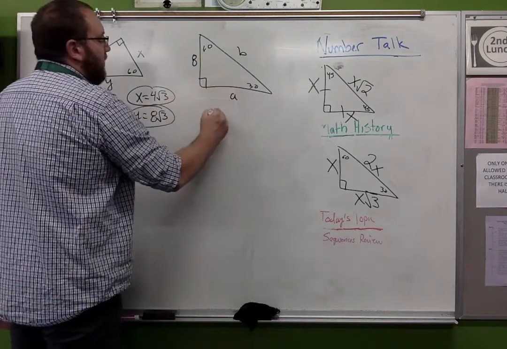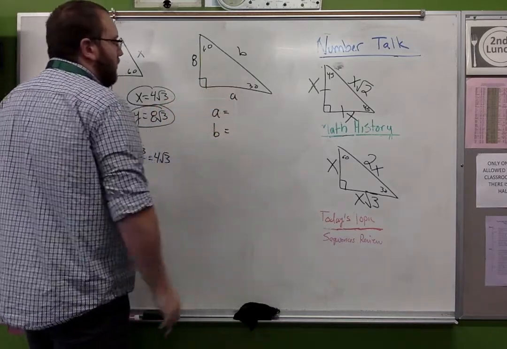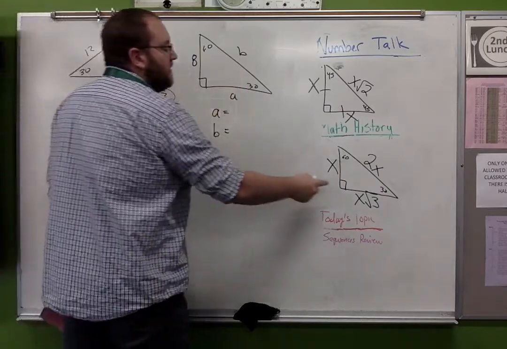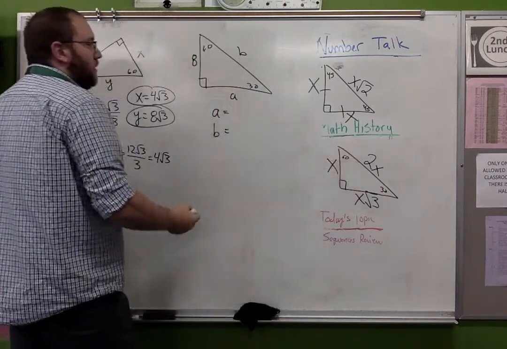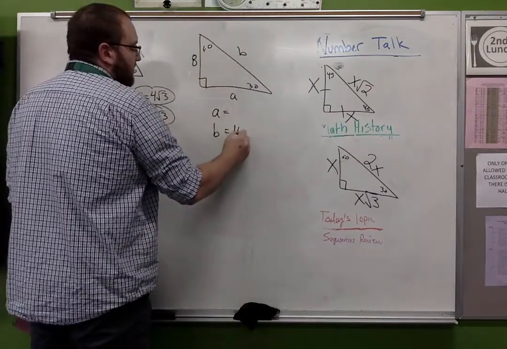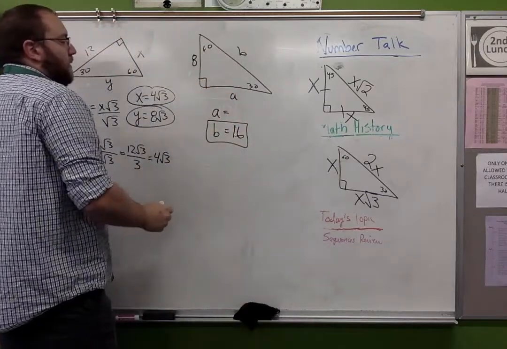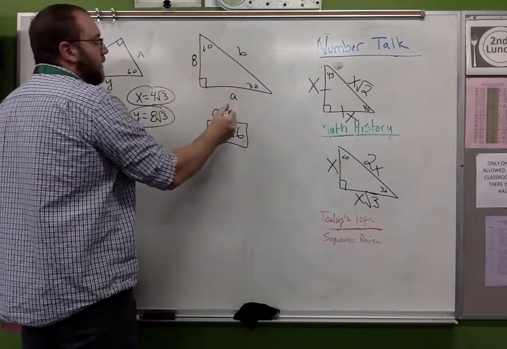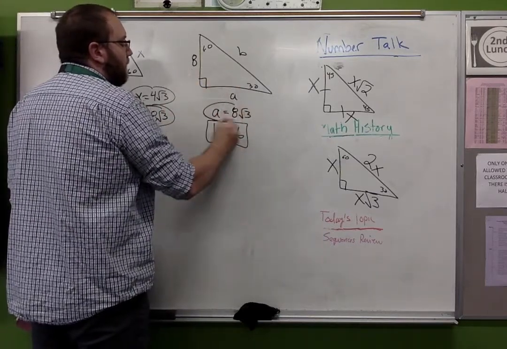Over here, A and B. So the side across from 30 is 8. The hypotenuse is the side across from 30 times 2. So 8 times 2, 16 is B. And then the side across from 60 is the side across from 30 times square root of 3. So 8 square root of 3. There's your answer.